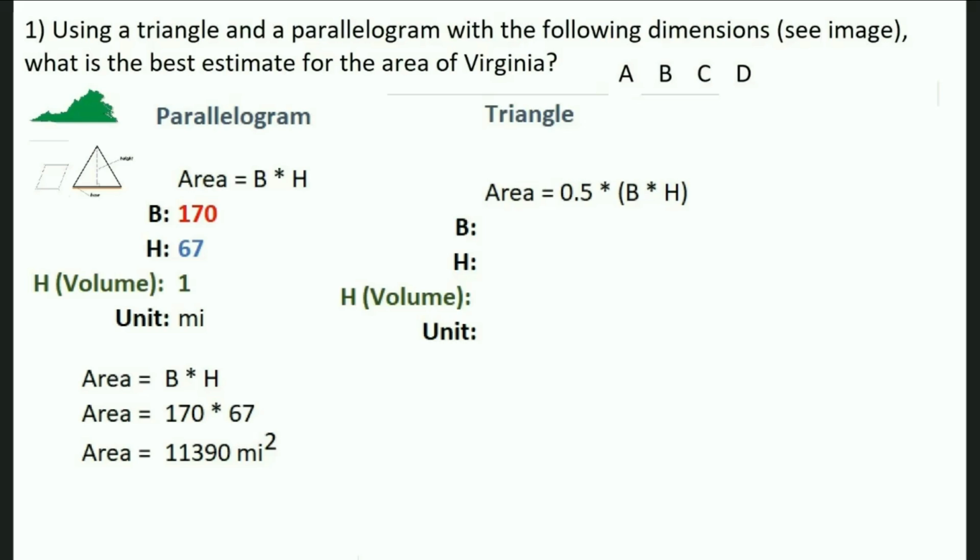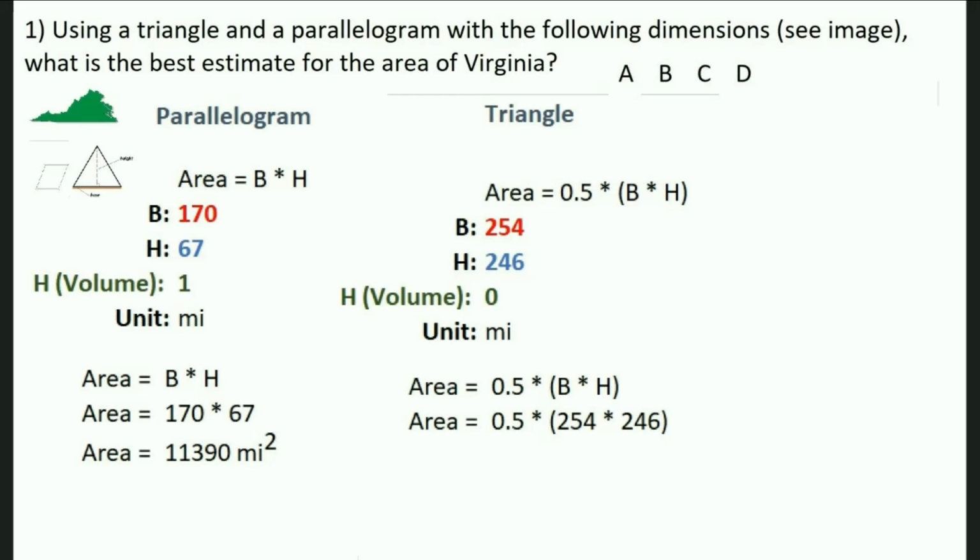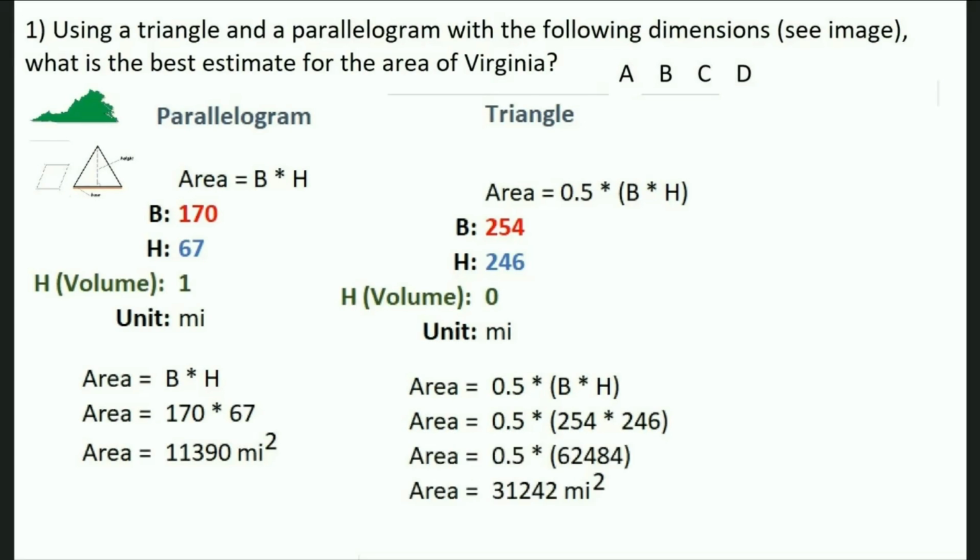Now let's move on to the triangle. Our area equals 0.5, or 1/2, times base times height, and our measurements here are 254 and 246. Again, we're not doing volume, so we don't need a height, and our units are still miles. Area equals 0.5 times the quantity 254 times 246, and 0.5 times 62,484 gives an area of 31,242 miles squared. We're not done yet, because now we have two numbers to add up.